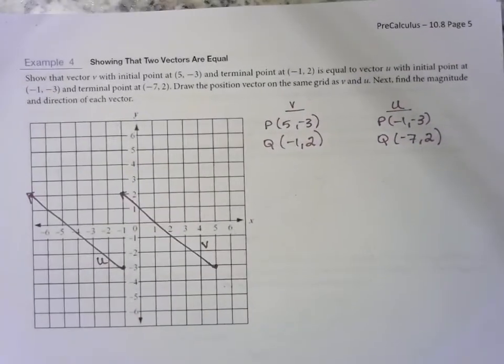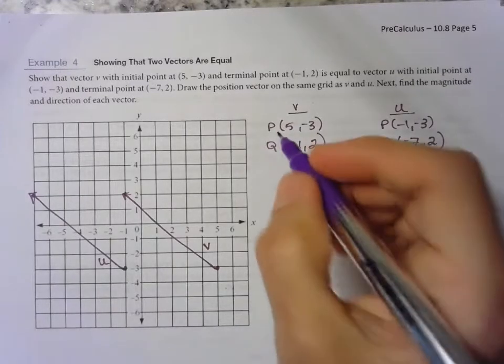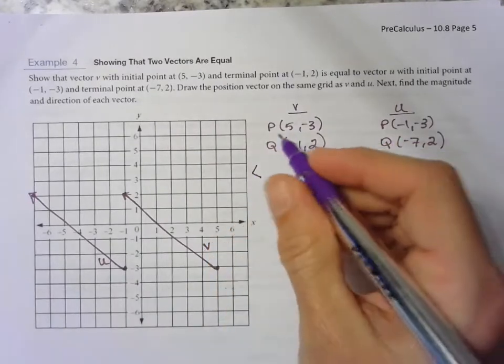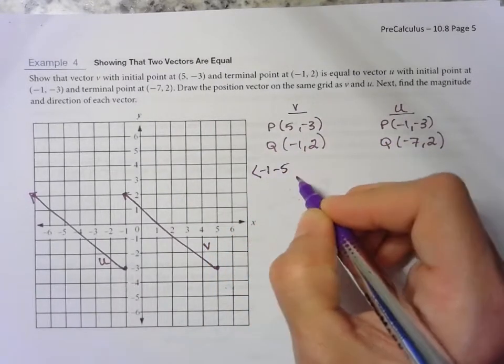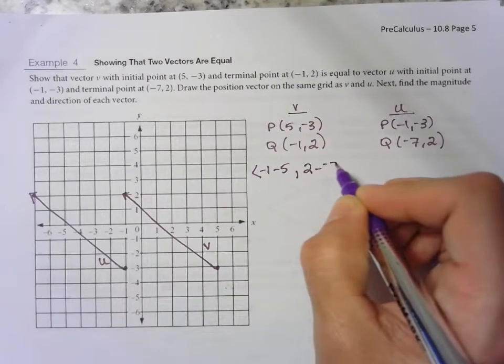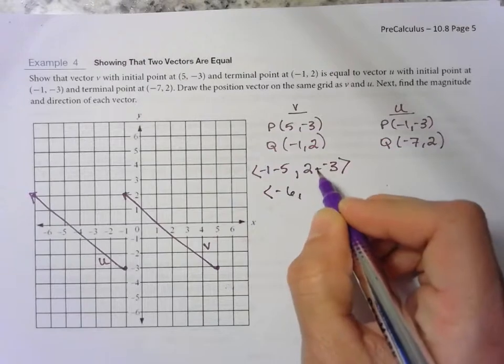We are looking for the position vector. So let's find the position vector for each one. For this one, difference in x's, difference in y's. So -1 minus 5, 2 minus -3. That's -6, 5.